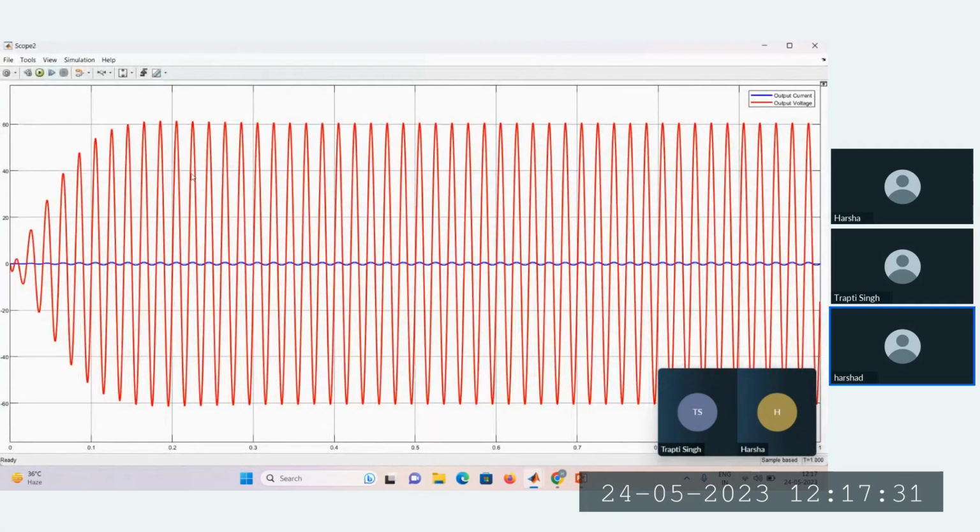We could observe that in quasi-Z source inverters, the time taken for settling at a constant output voltage is basically faster than in a Z source inverter. The time taken is less for a quasi-Z source inverter.